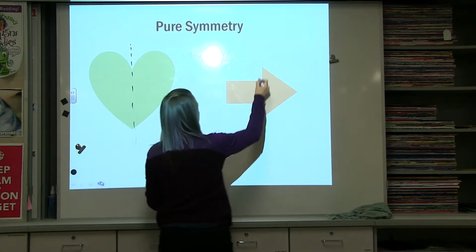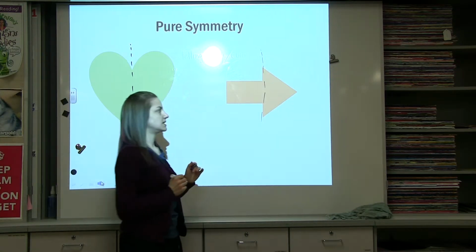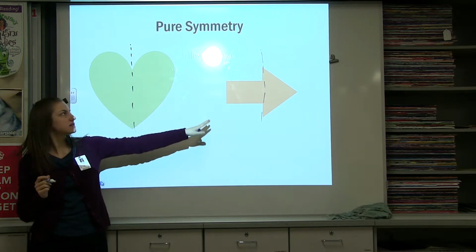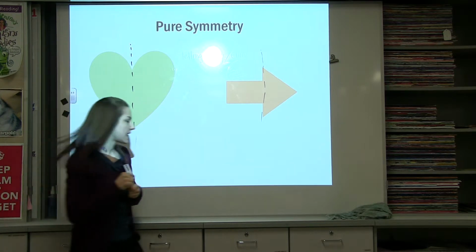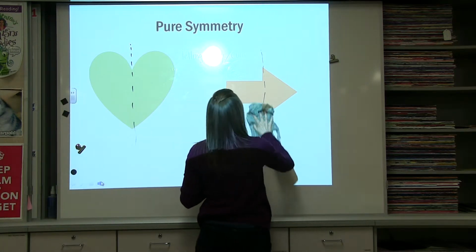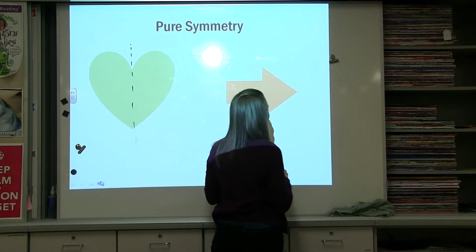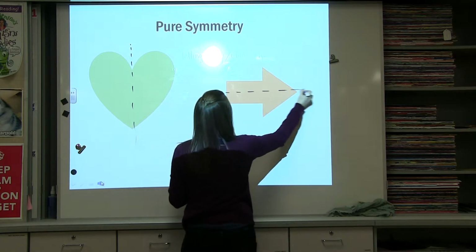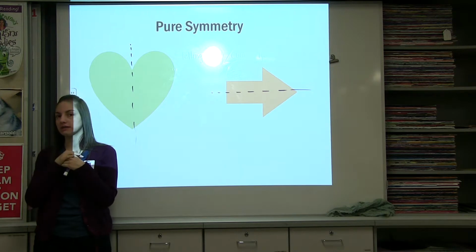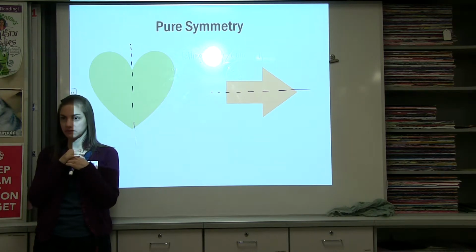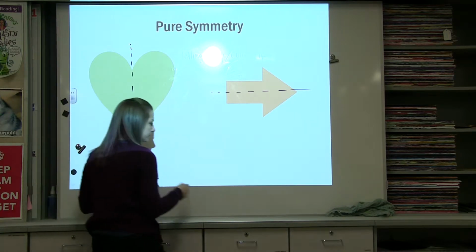But when we do this, it is not the same. Why is this still hanging out on the pure symmetry slide? Because the axis has to be horizontal, exactly. So when we're talking about symmetry, we're not just talking about vertically symmetrical, but it can be horizontally symmetrical as well. Does that make sense? More or less? Okay, good.